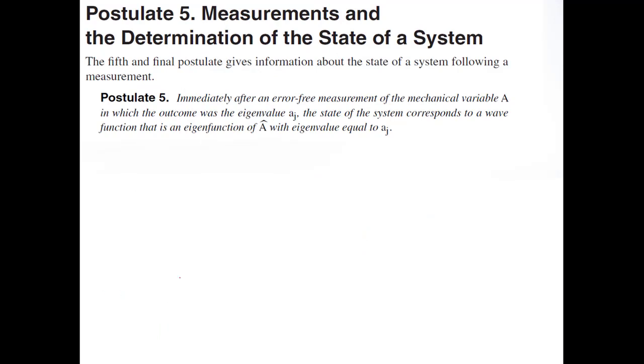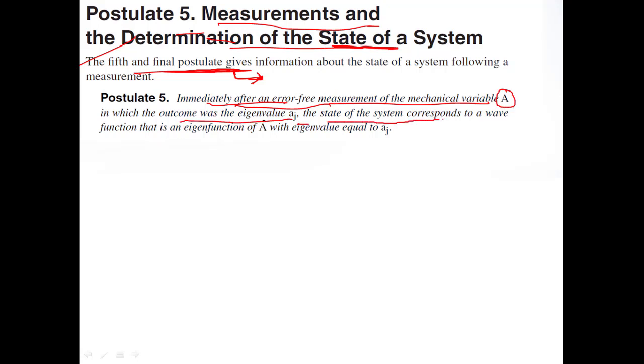Now moving on to the fifth postulate. The fifth postulate of quantum mechanics tells about the measurement and the determination of the state of the system. The fifth and final postulate. Yes, in quantum mechanics it is considered the fifth and the final postulate. So let me read it first. Immediately after an error-free measurement of the mechanical variable A, in which the outcome was the eigenvalue Aj, the state of the system corresponds to a function that is an eigenfunction of A with eigenvalue Aj.